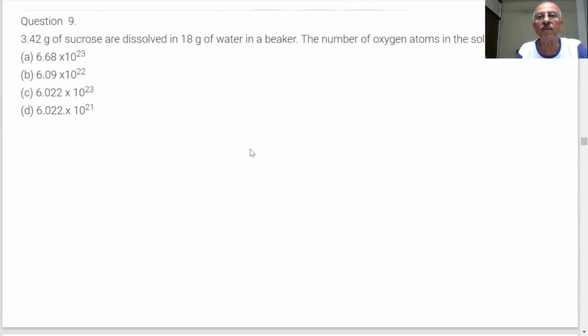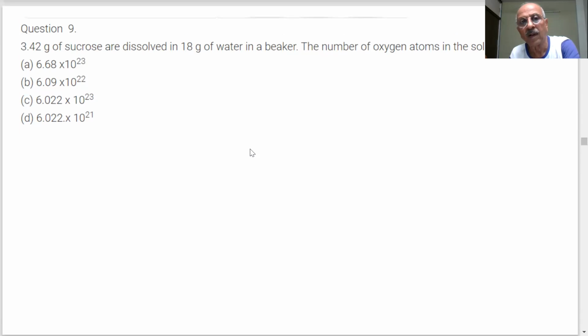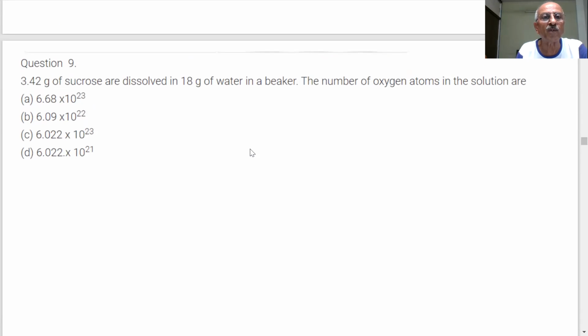Next question. 3.42 gram of sucrose is dissolved in 18 grams of water in a beaker. The number of oxygen atoms in the solution.